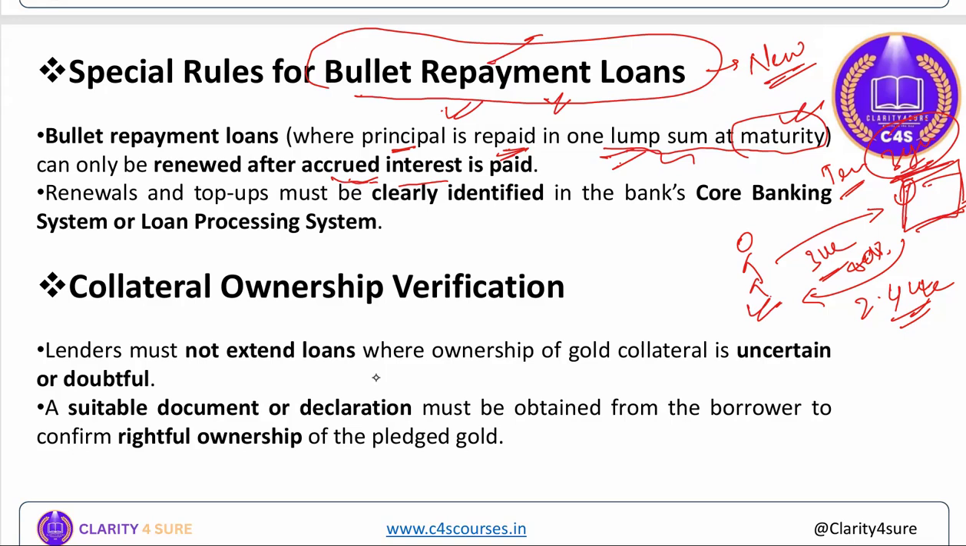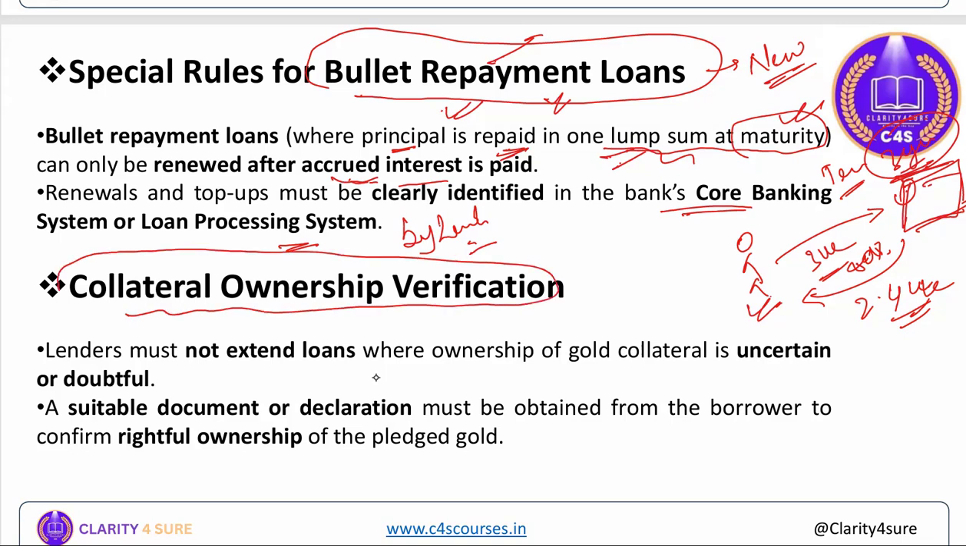Renewed after accrued interest is paid. Renewal and top up must be certainly identified by core banking solution or loan processing systems of the banking system, by that particular lender. Then collateral ownership verification. So collateral ownership verification should be done by lender themselves, okay. Lender must not extend the loans where ownership of the gold collateral is uncertain or doubtful, okay.